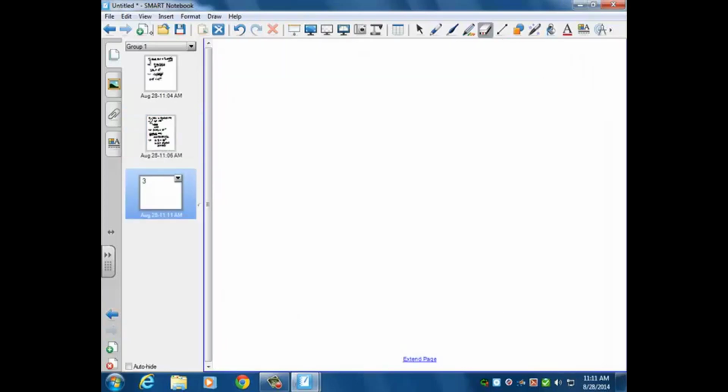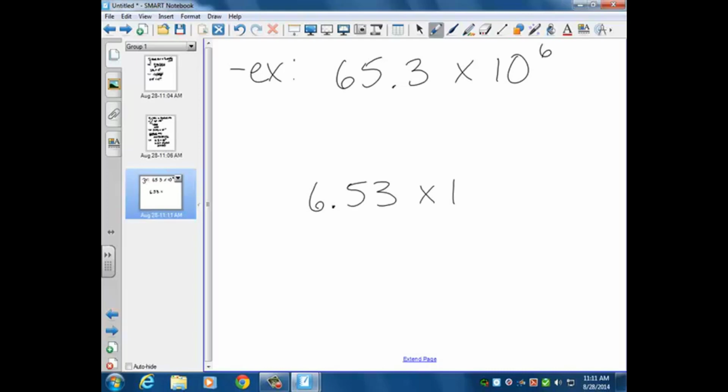One last example I want to do. Let's say, in chemistry you might be working with a number, do some multiplying, and you end up with 65.3 times 10 to the 6th. And you have to change this to proper scientific notation. Well, we know it shouldn't be 65.3, we need it to be 6.53. Now, here's where you can use either way.